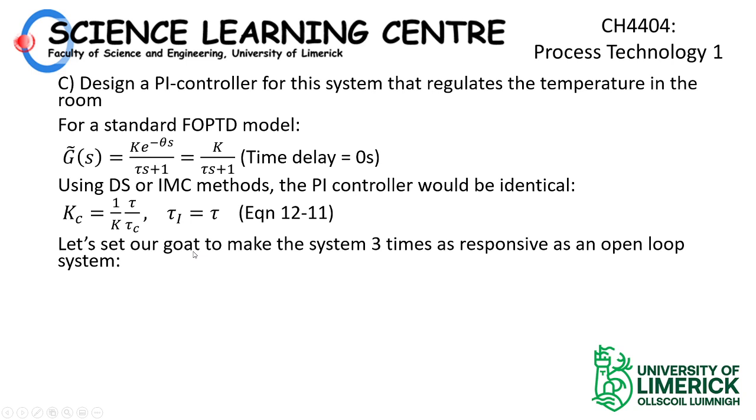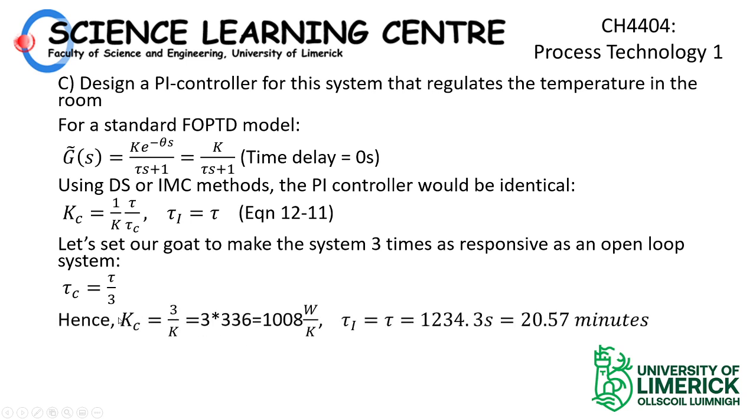Let's set our, well, it's our goal, not our goat, to make the system 3 times as responsive as an open loop system. So tau c is equal to tau over 3. That's what it means, 3 times as responsive. Tau c is 3 times shorter than tau. And plugging in numbers, we can see that tau I is equal to tau, which is 20.57 minutes, or 20 minutes and 34 seconds. And Kc, because tau c is tau over 3, plugging that here, tau over tau c is equal to 3. So Kc is 3 over K. K is 1 over 336, so that gives us 1008 watt per Kelvin.